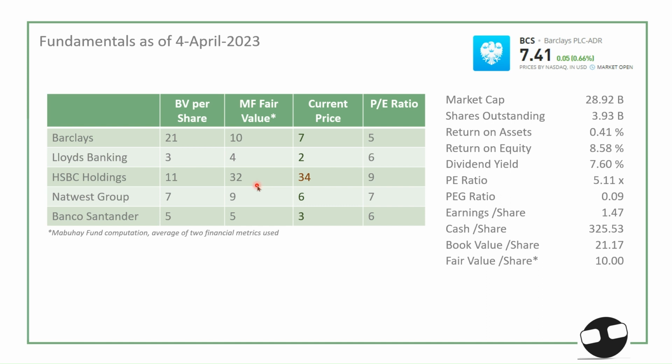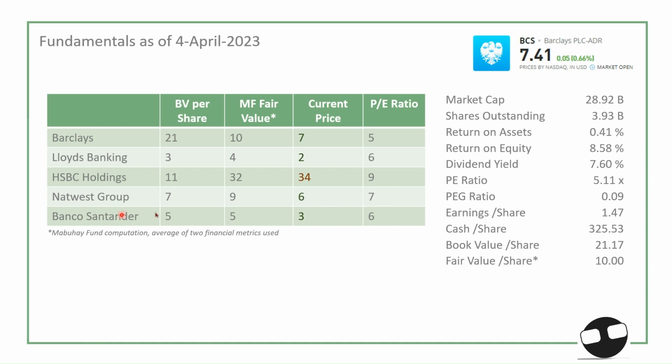Computed fair value is around 32. Now, if you're going to look at here for the current price, it's around 34. So at this level of 34, HSBC is properly valued. Okay, based on our computation. And for the P/E ratio, it's around 9.